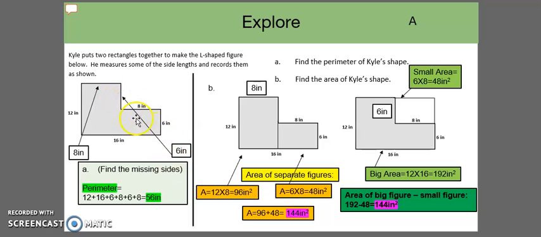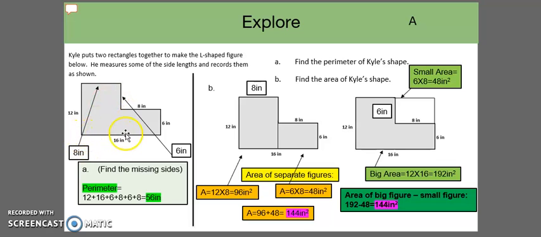So we have two missing sides here because remember, perimeter means we're going to add up all the sides on the outside. So here, we don't know the value. However, we know that the whole length is 12 and this part is 6. So therefore, this side must be 12 minus 6, giving us 6 inches.